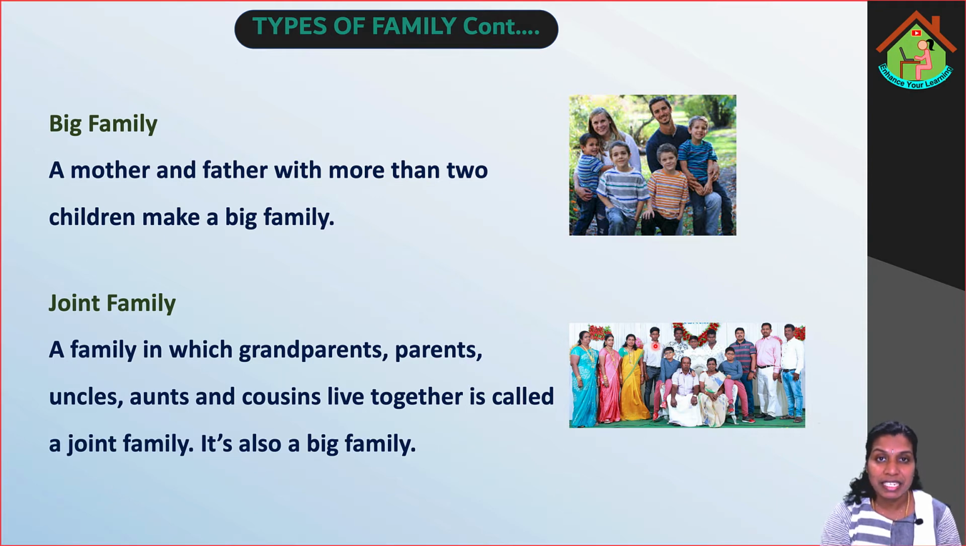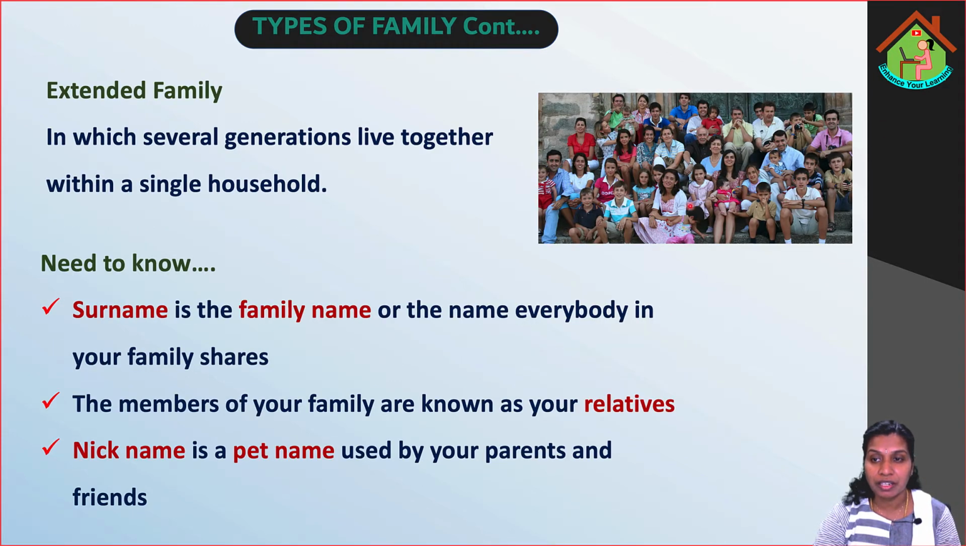Next is extended family. Extended means it keeps on increasing. See this family, how many members are there in this one family? All will be living under one roof, one house. That is called the extended family. So, extended family means in which several generations live together within a single household.